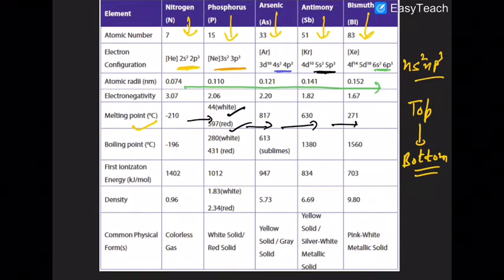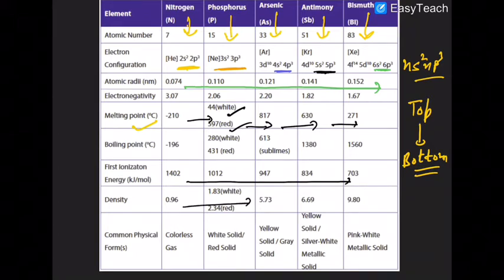Similarly, the boiling point of the elemental state first increases and then goes on increasing because of the increased van der Waals attraction. First ionization energy also decreases down the group. Density increases down the group.